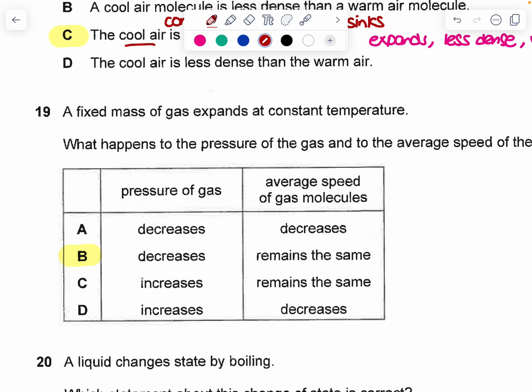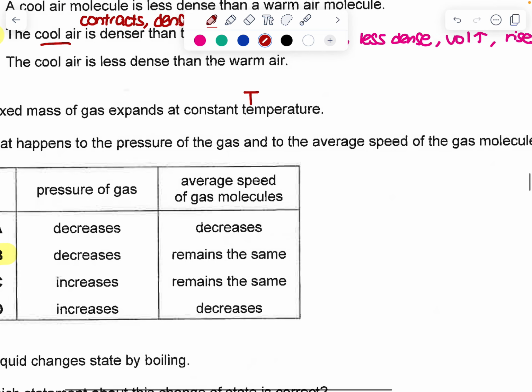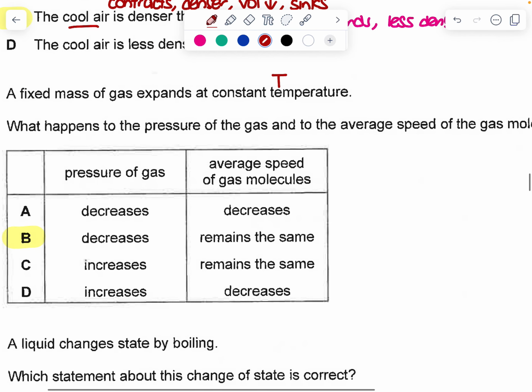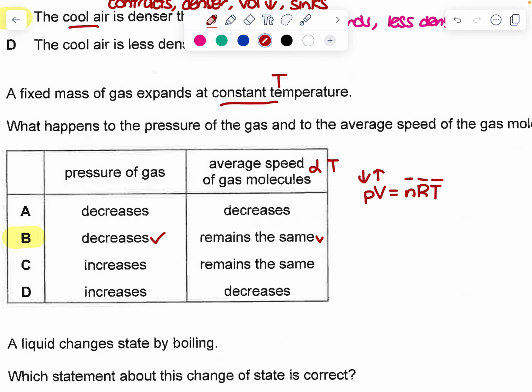Question 19. A fixed mass of gas expands at constant temperature. So constant temperature. What happens to the pressure of the gas and the average speed of the gas molecules? So remember the formula, PV equals to nRT. Since the mass is constant, R is the ideal gas constant, a constant, and temperature is constant. And when it expands, meaning volume increases, pressure decreases. Since the temperature is constant, average speed is related to temperature. It means the same.